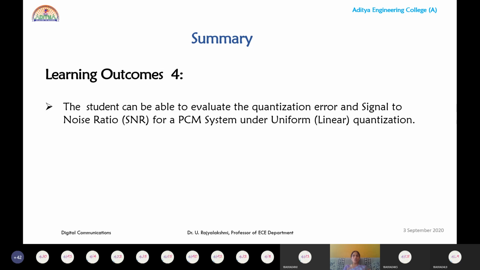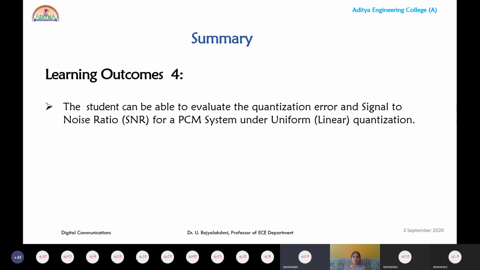Okay. Now what is the conclusion from this module? I will call one student. That student should be able to tell me the expression for quantization error, quantization noise power and signal to noise ratio under uniform quantization. K9 is there? Yes, ma'am. Okay. Please tell me the expression for quantization noise power for a PCM system. Delta square by 12.